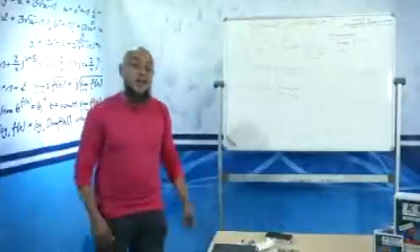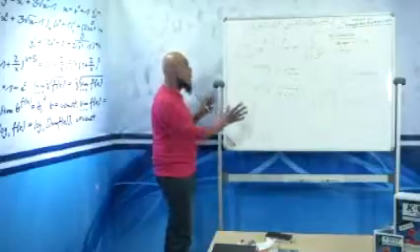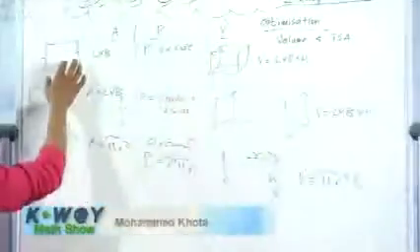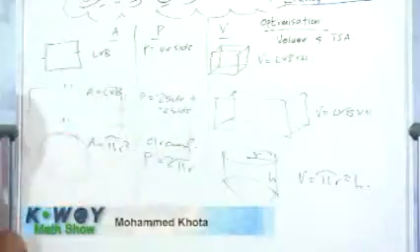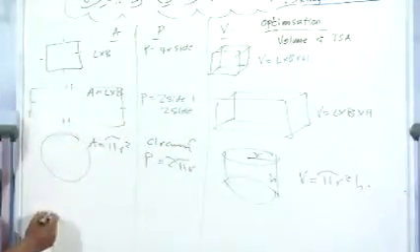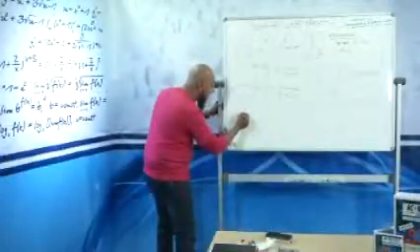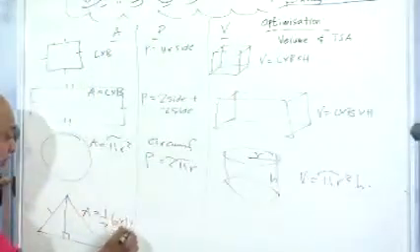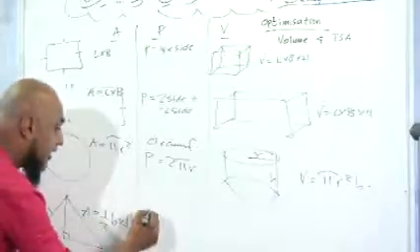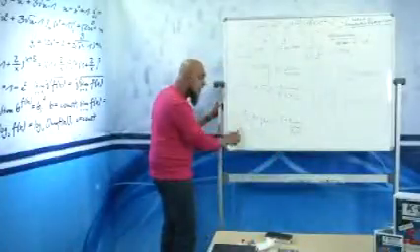Boys and girls, welcome back to the K-Way Math Show. Before we cut for the break, we did all your formula on your normal shapes, your square, rectangle, circle. That's your cube, your prism, and your cylinder. We're now going to go on to the last one here, which is a triangle, and to calculate the area of a triangle, area is equal to half base times perpendicular height. We all know that. The perimeter of a triangle is just side plus side plus side. Remember, perimeter is your distance around a shape.